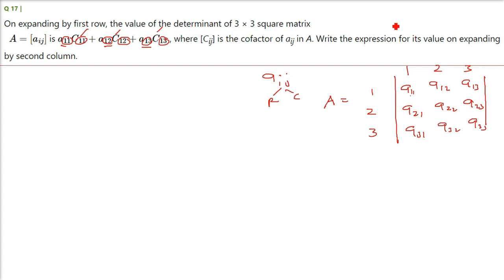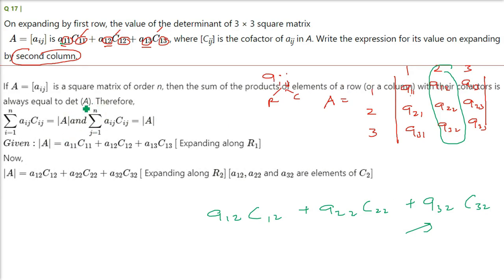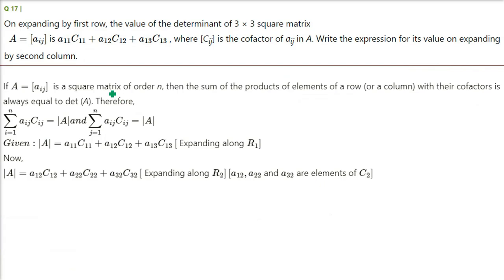Now, when we want to expand it using the second column, where is the second column? This is what we are calling the second column: A12, A22, and A32. The values we put with them are the cofactors, and the subscripts remain the same. A12 C12, A22 C22, A32 C32. This is your answer. These are the whole steps you have to follow, but I have given you the logic of what it actually means. So let me clear it and you can have a look here.